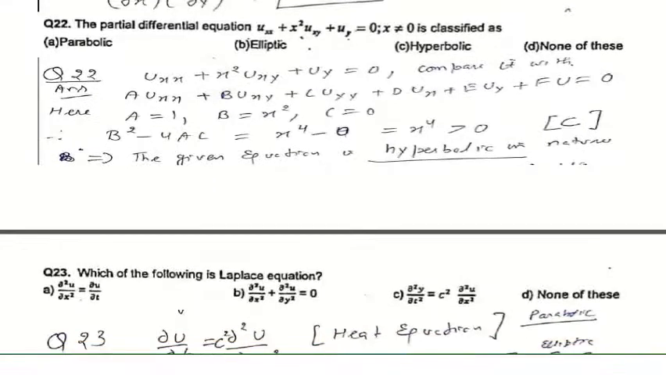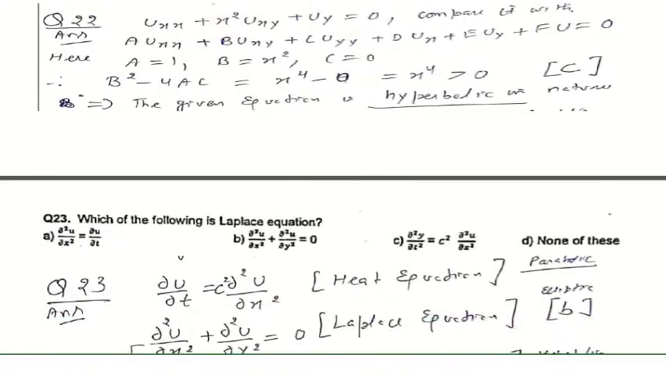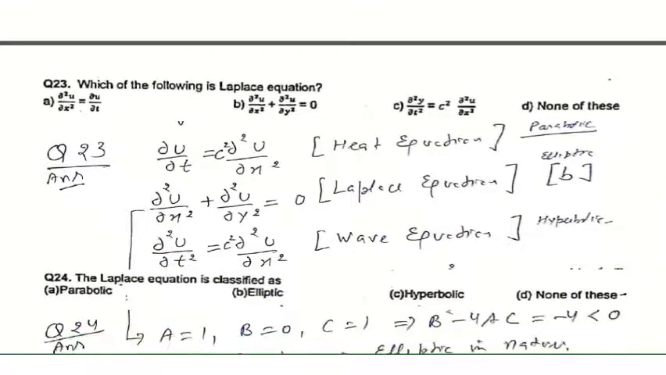If you are getting result negative, then it is elliptic. If you are getting result equal to 0, then it is parabolic. This we know, that we already have discussed. Like here, if you take the heat equation, that is parabolic in nature. If you take the Laplace equation, that is elliptic in nature. If you take the wave equation, that is hyperbolic in nature. Single variable, double variable, y is equal to x square is parabola, x square by a square plus y square by b square is ellipse, x square by a square minus y square by b square is hyperbola. You can relate with this also.